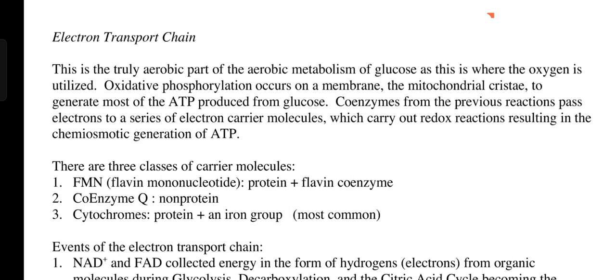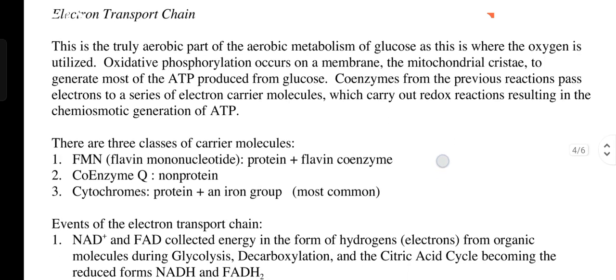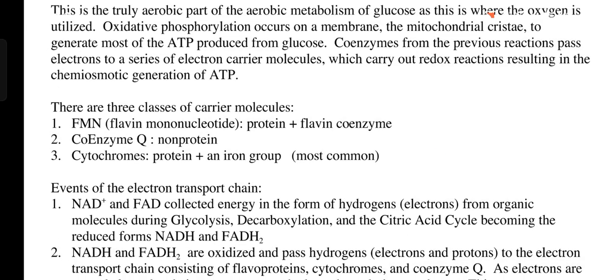Electron transport chain. This is the truly aerobic part of the aerobic metabolism of glucose, as this is where the oxygen is utilized. Oxidative phosphorylation occurs on a membrane, the mitochondrial cristae, to generate most of the ATP produced from glucose. Coenzymes from the previous reactions pass electrons to a series of electron carrier molecules, which carry out redox reactions resulting in the chemiosmotic generation of ATP.